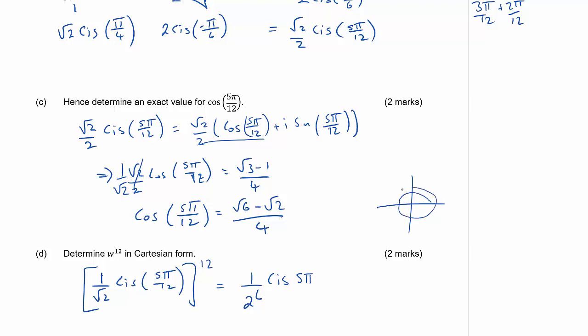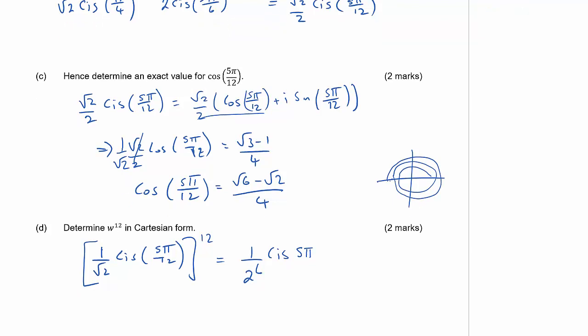Think about where 5 pi is. So that's pi, 3 pi, 5 pi, it's over here. So we know that the cis of 5 pi is negative 1, so it's going to be negative 1 over 2 to the 6, or negative 1 over 64.